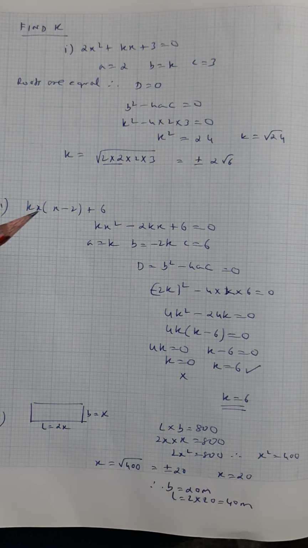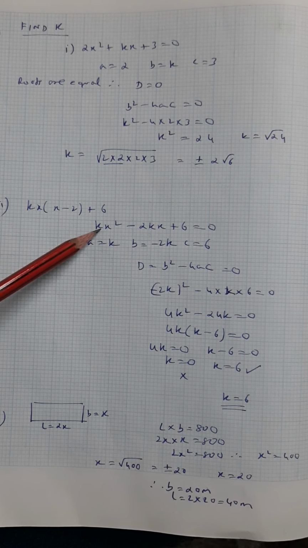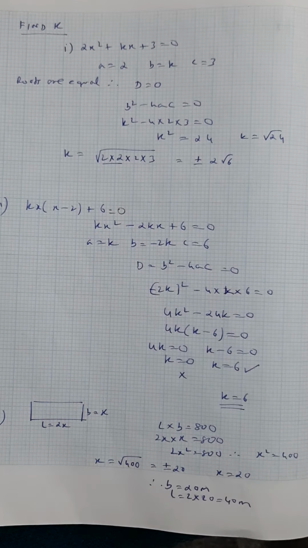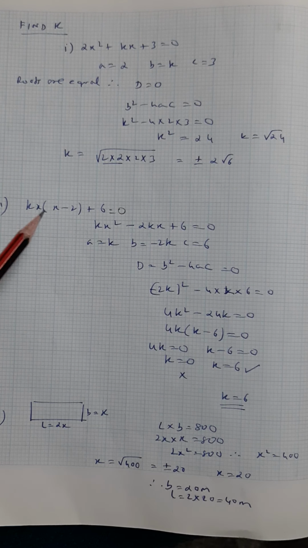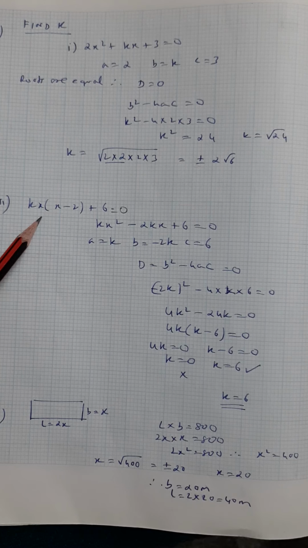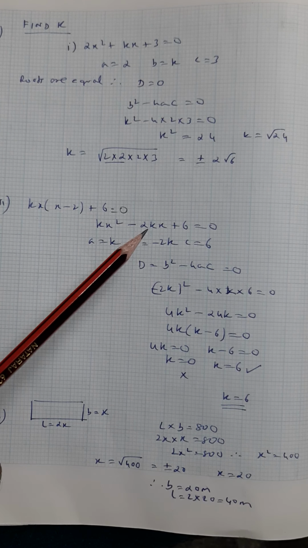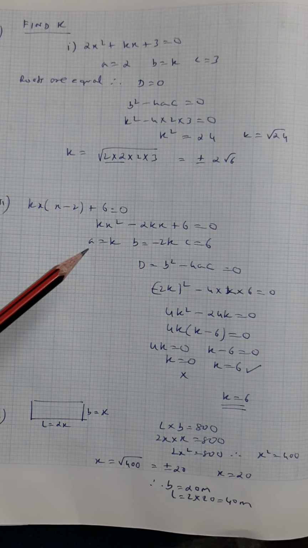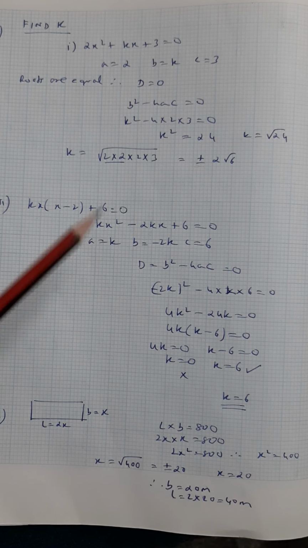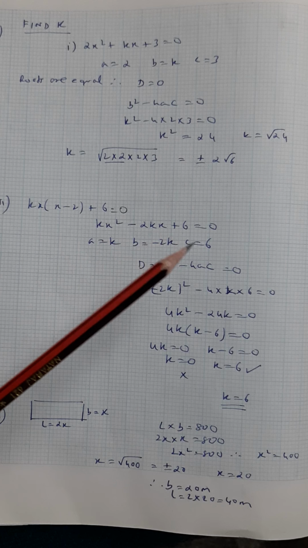Then here we have kx, and inside the bracket x minus 2, plus 6, is equal to 0. Now open the brackets first of all. Kx into x, we get kx square. Kx into minus 2, we are getting minus 2kx, plus 6 as it is. Now what is the value of a? A is the coefficient of x square, that is k. What is b here? Minus 2k. And what is c? 6.